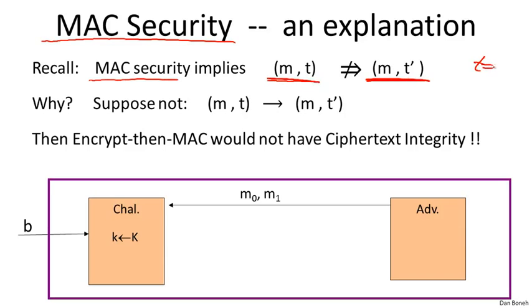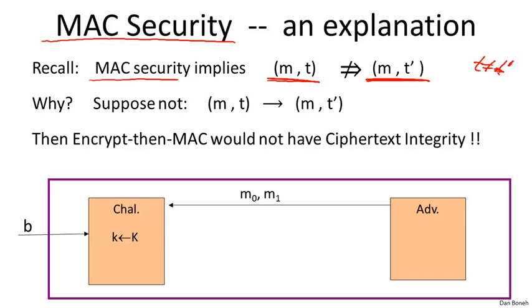In other words, even though the attacker already has a tag for the message M, he shouldn't be able to produce a new tag for the same message M. And it's really not clear, why does that matter? Who cares if the adversary already has a tag on the message M? Who cares if he can produce another tag?